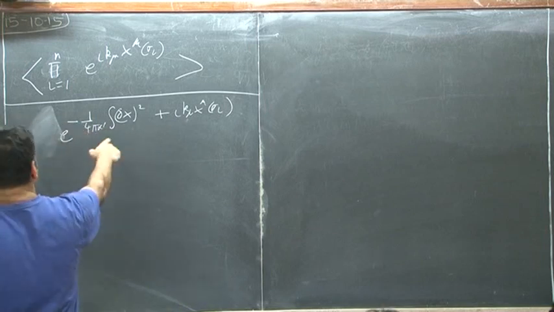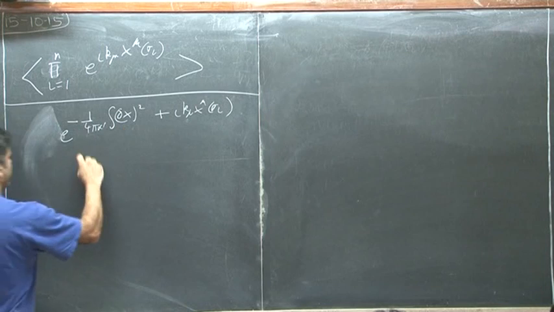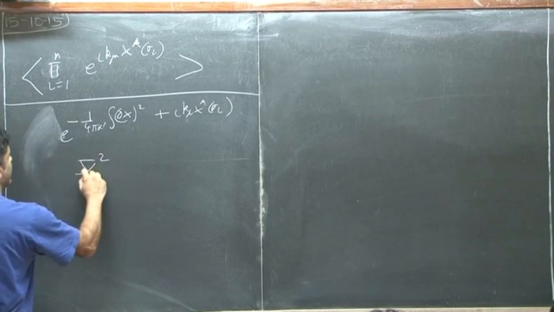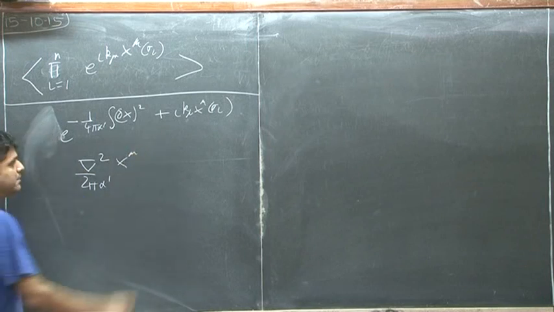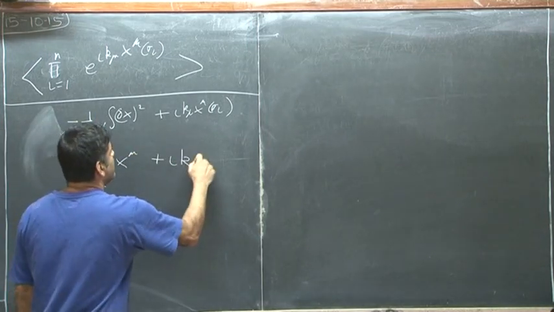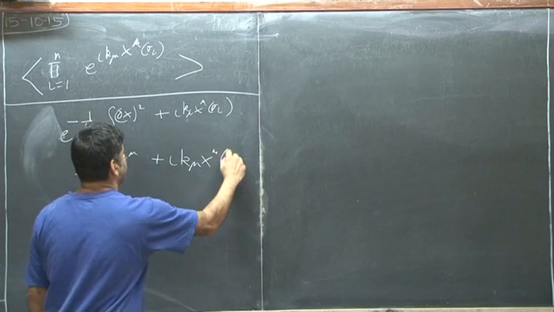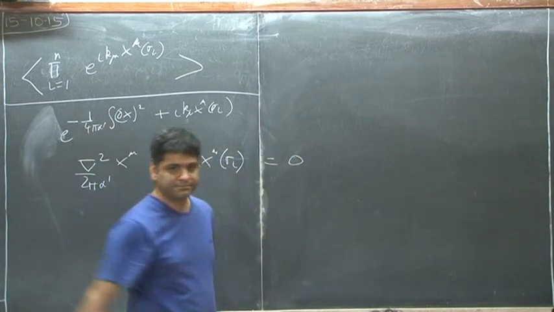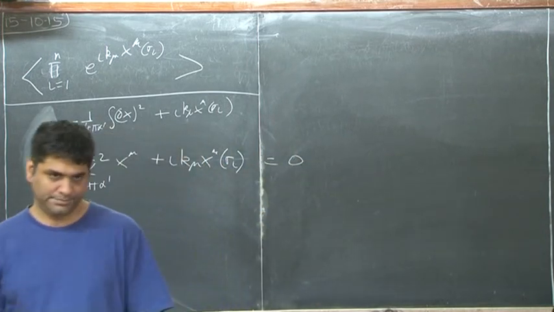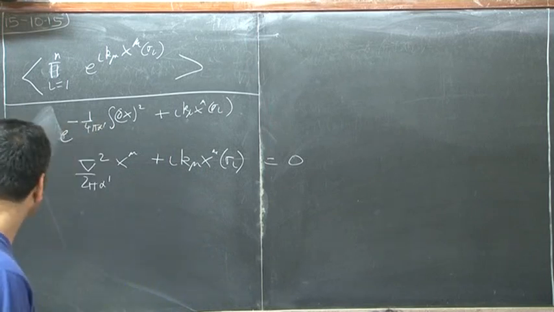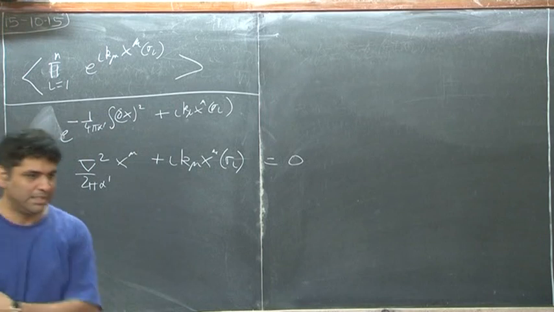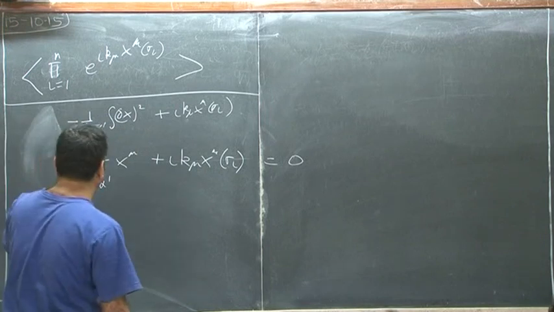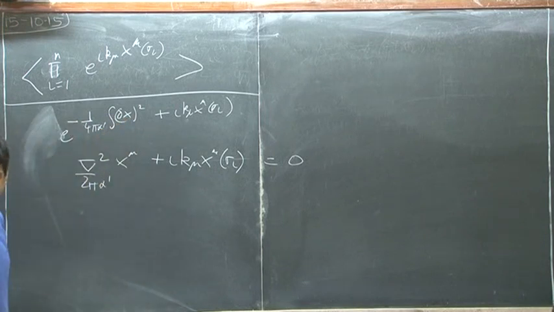So, what was the saddle point solution? What's the equation of motion? The equation of motion from varying this is del squared by 2 pi alpha prime X^mu plus i k_mu X^mu of sigma_i equal to 0. Right, so the minus of this has gone in, and this extra factor of 2 is because of the two things together. Okay?